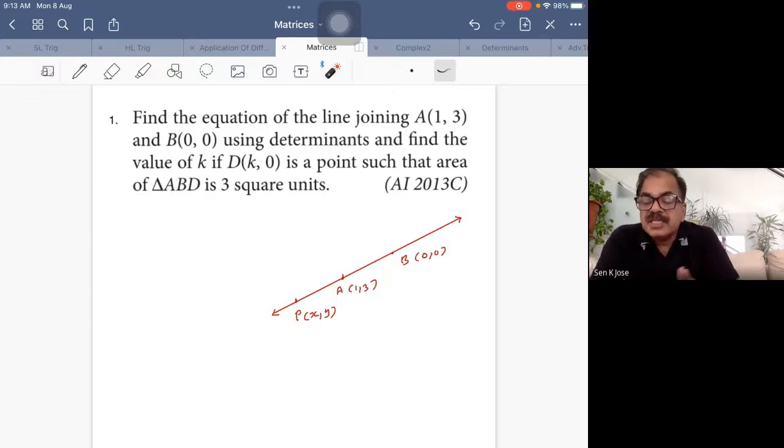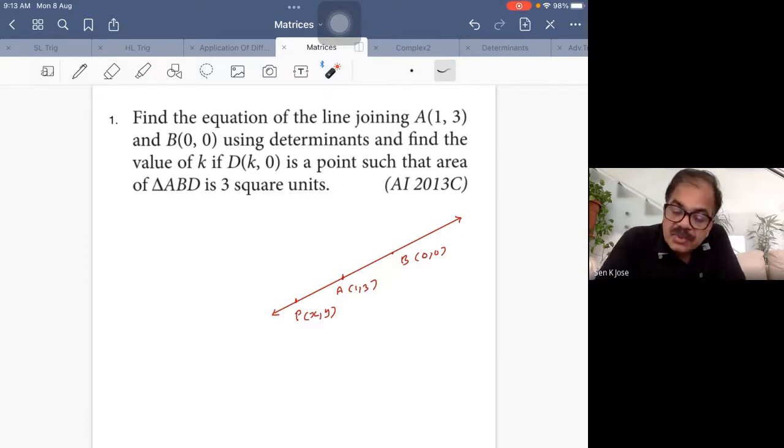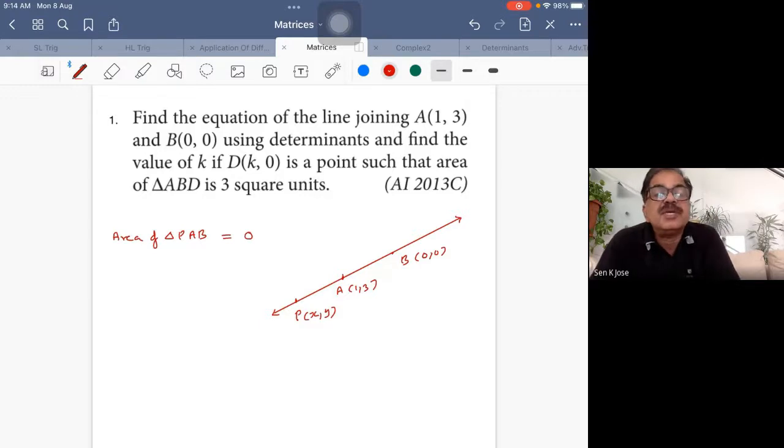In case these 3 points form a triangle, we know how to find out the area of the triangle. And since these 3 points are on the same line, the points are said to be collinear. And so the area of such a triangle will turn out to be 0, because there is no triangle which you can form by 3 points when they are on the same straight line. So that's what we are going to say. If you try to find out the area of the triangle PAB, the area has to be 0. So I'm going to find the area of the triangle PAB. Since you cannot form a triangle PAB, its area has to be equal to 0.